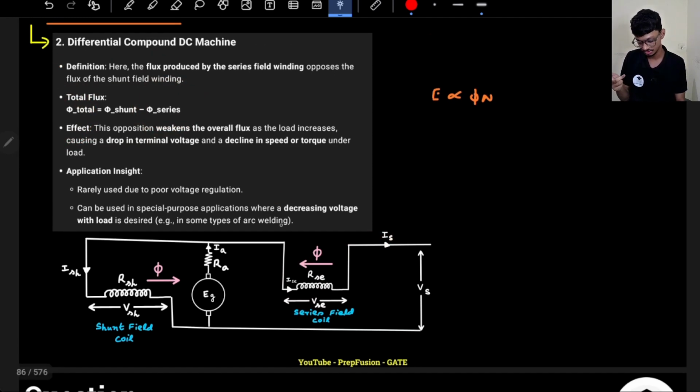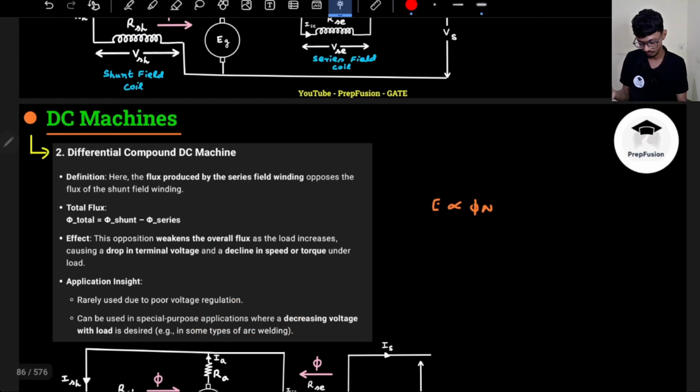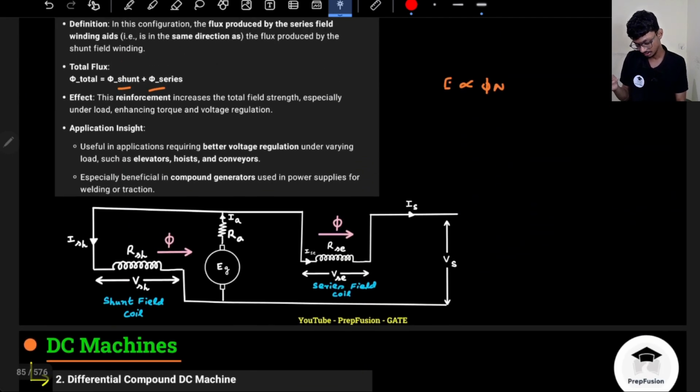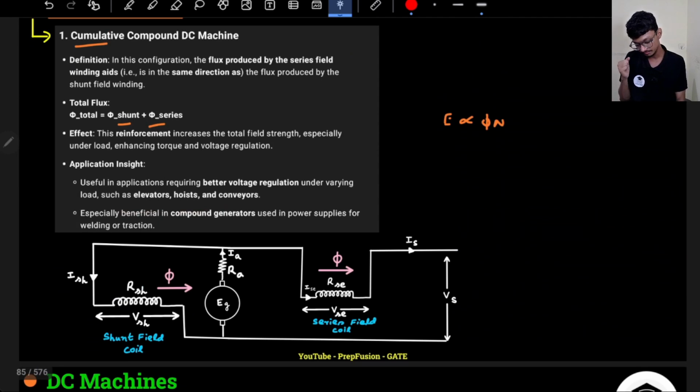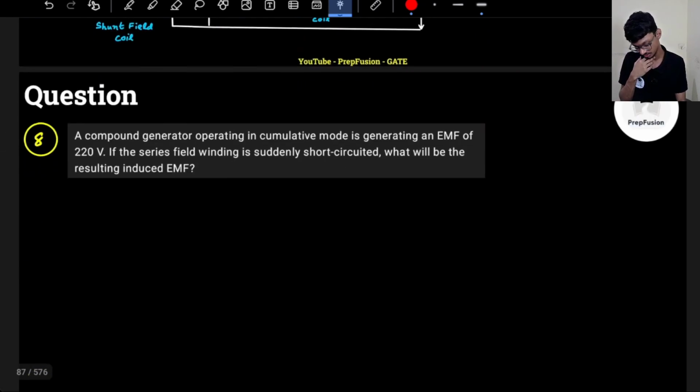So it is generally used in special purposes, right? Like arc welding, and it is generally used in elevators, hoists, conveyors, where I need better voltage regulation, because with an increase in load, what is happening? The generated EMF is also increasing. That's why it is used in places where I need good voltage regulation. You already know what voltage regulation is.